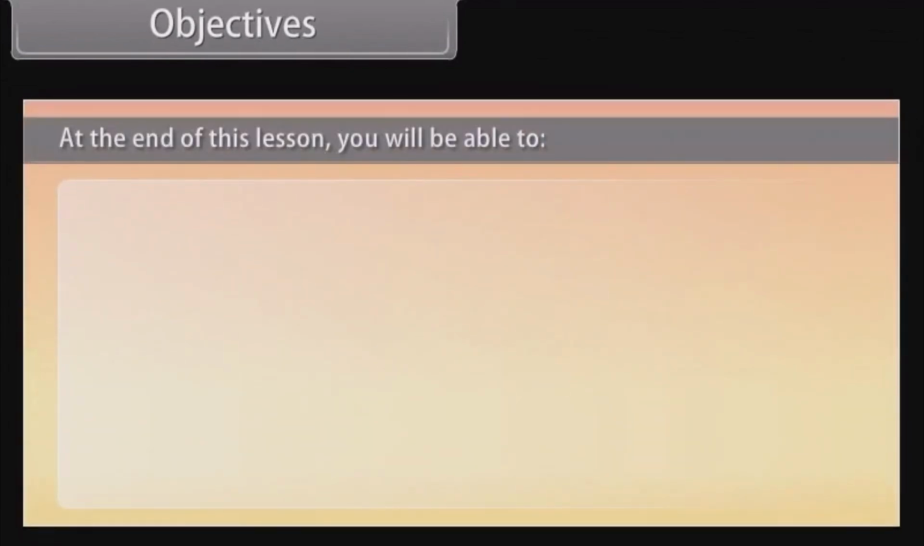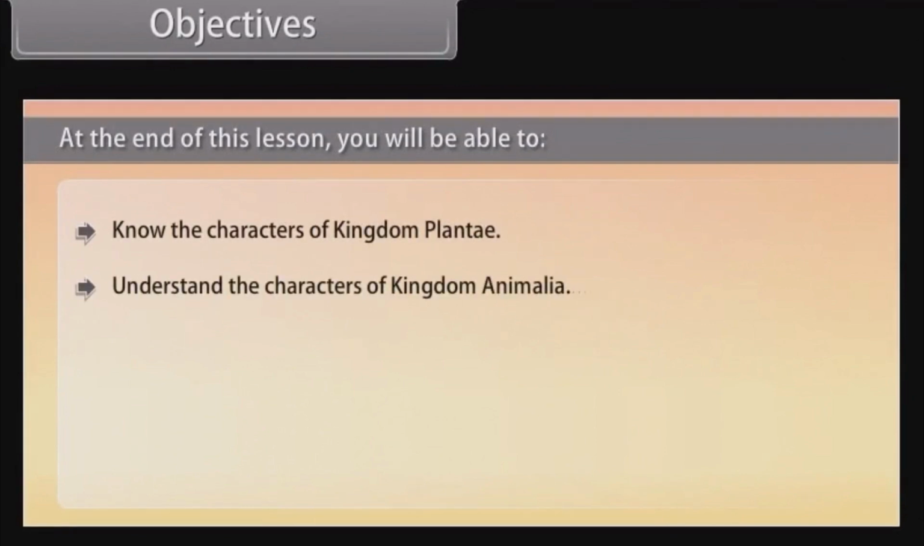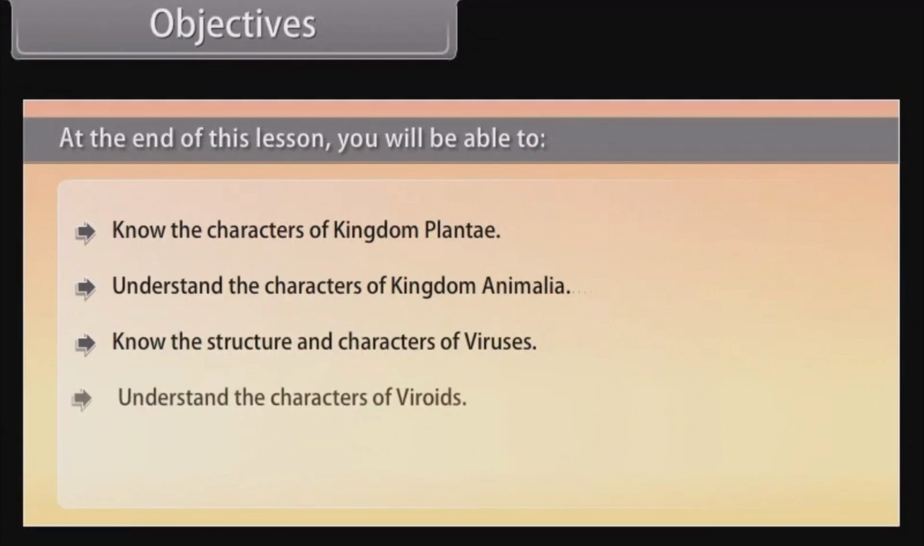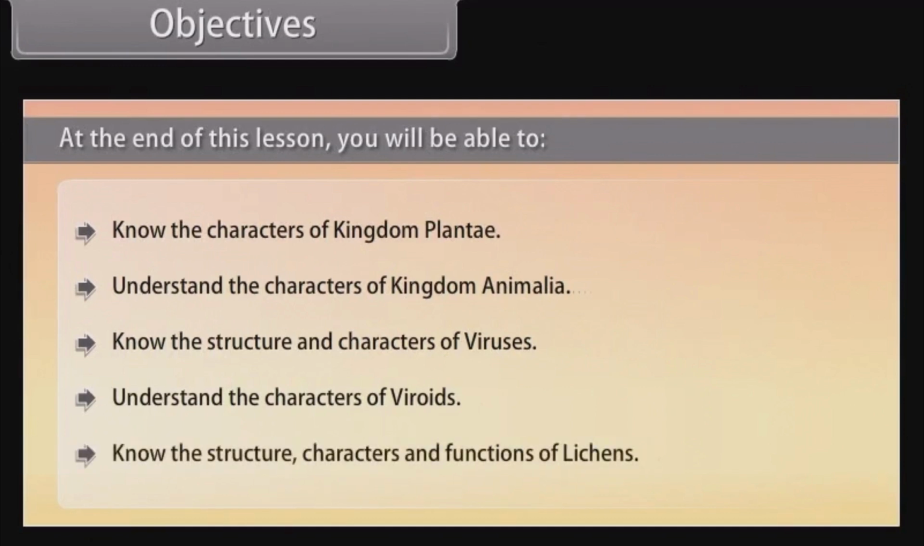Objectives. At the end of this lesson, you will be able to know the characters of Kingdom Plantae. Understand the characters of Kingdom Animalia. Know the structure and characters of viruses. Understand the characters of viroids. Know the structure, characters and functions of lichens.